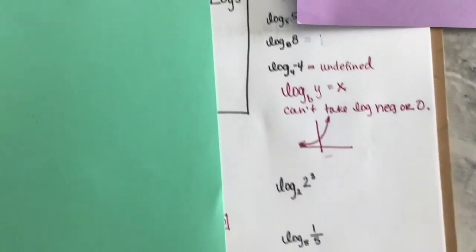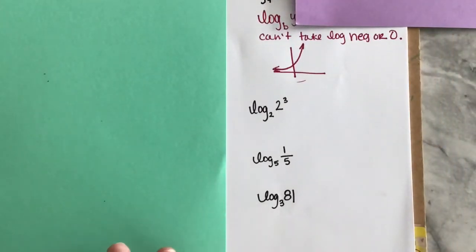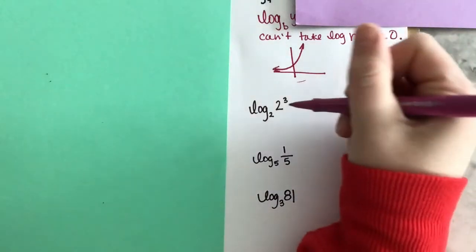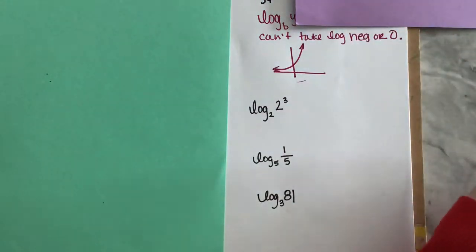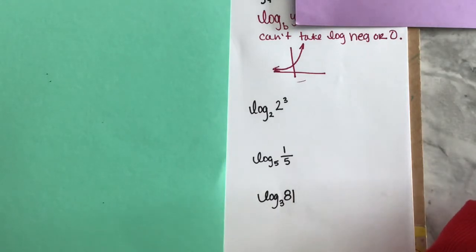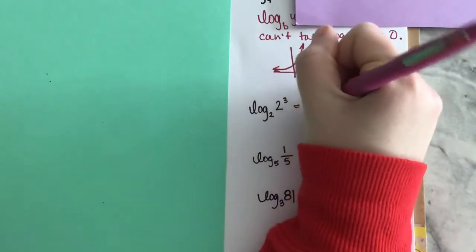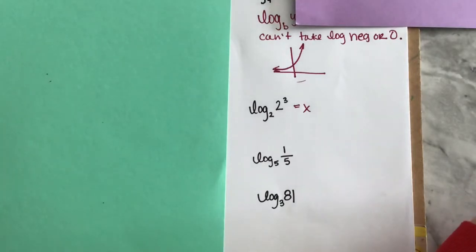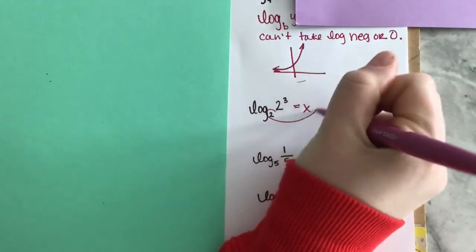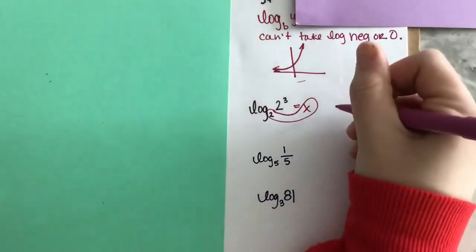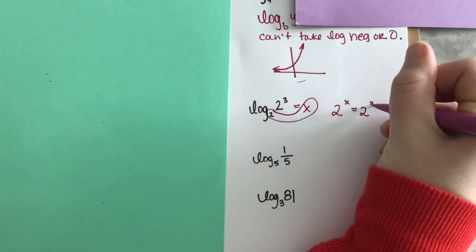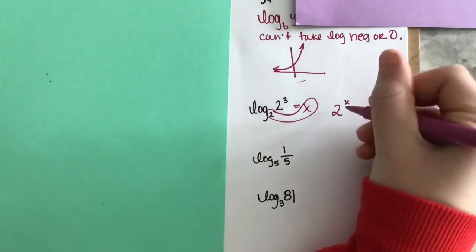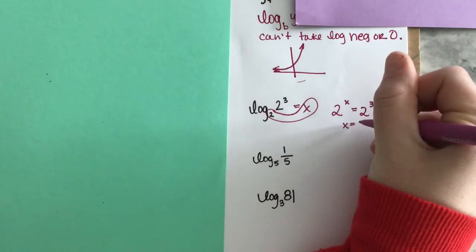Okay, so then the last property that I want to look at looks like this. Log base 2 of 2 to the third, what is this going to equal? Well, there's a few ways to go about doing this, but I'm going to do the same thing I did before. I'm going to set it equal to x, and I'm going to rewrite it in exponential form. So I have 2 to the x equals 2 to the third. Well, looking at it like this, it's kind of obvious now. x equals 3.